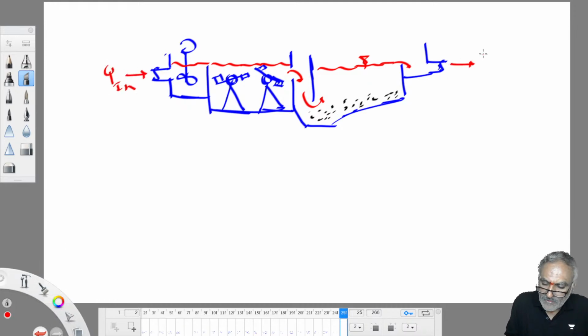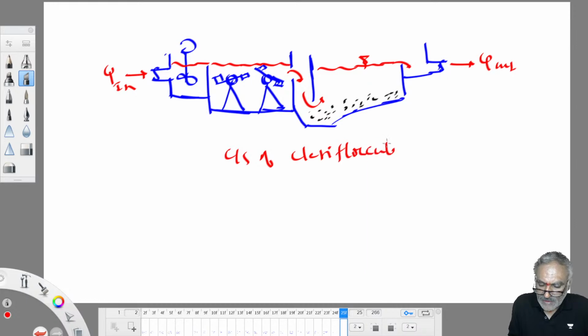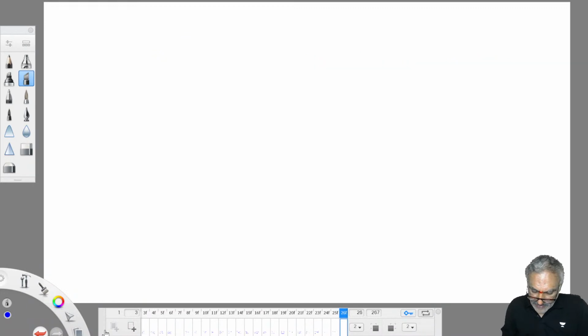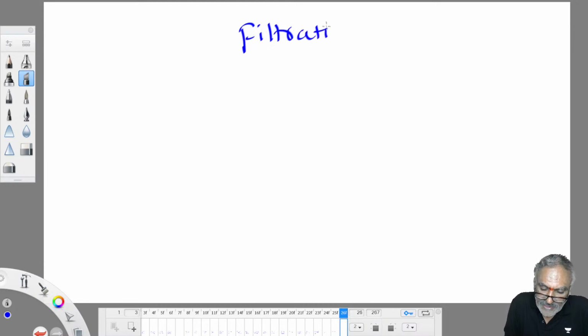Here flow in, here flow out. This is the cross section of a Clariflocculator. That is how it appears. Understood now? That's all. So without wasting time, let us see the filtration process also. Let us continue our discussion with the next topic, filtration.